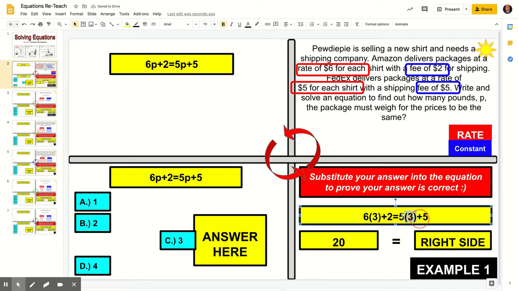The right side of the equal sign, I have 5 times 3, which is 15, plus 5, which is 20. 20 is equal to 20. Therefore, this problem is completed and answered correctly. If I had got something different, let's say on the left side I got 13 equal to 20, 13 and 20 are not equal. Therefore, whatever I picked over here was wrong, and I need to try a different number. But since it was correct, I'm good.